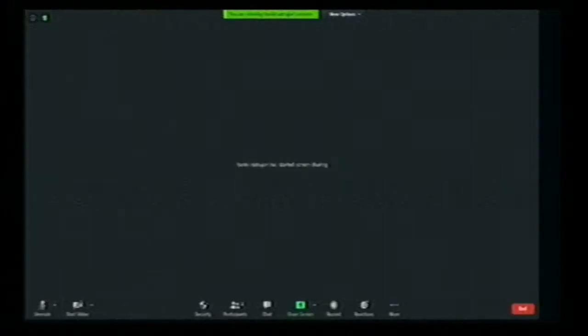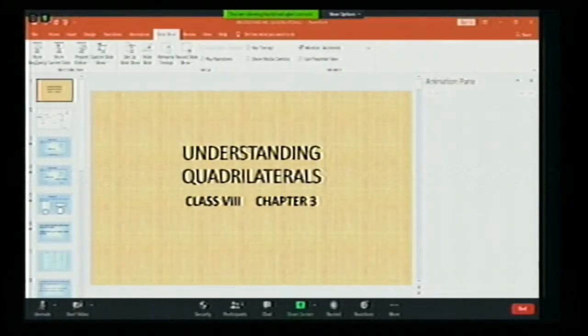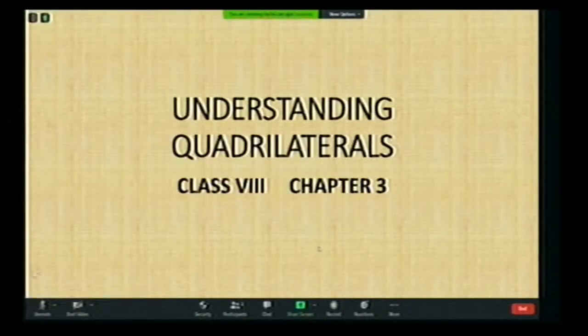Meanwhile, we will be learning about quadrilaterals. It has four sides, and then we have various types of polygons with different shapes. Now we can see your screen. Okay, thank you. So we are with the understanding of the quadrilaterals.